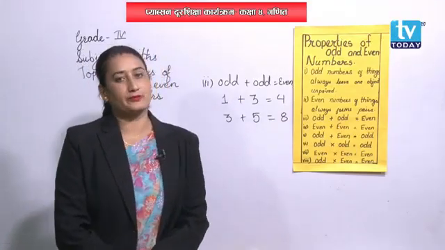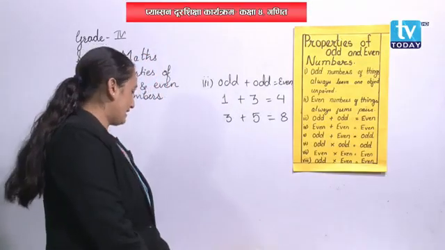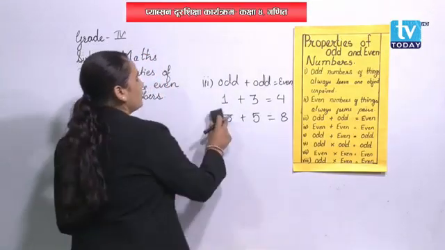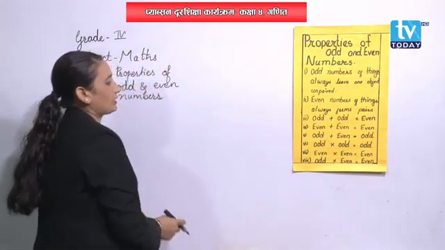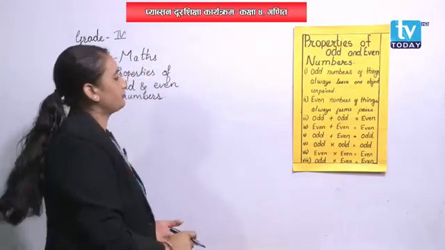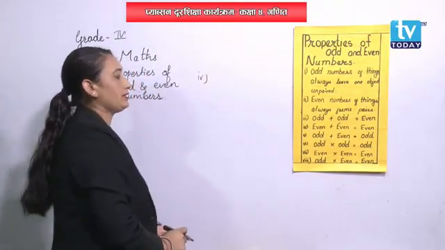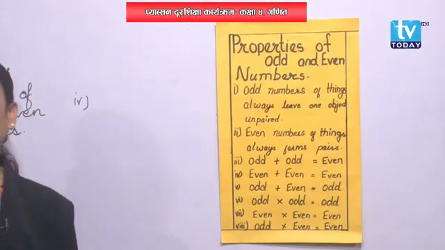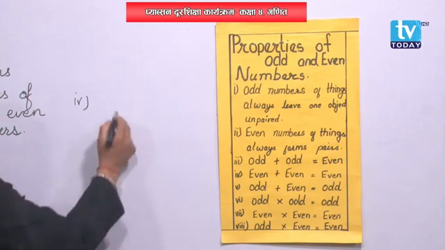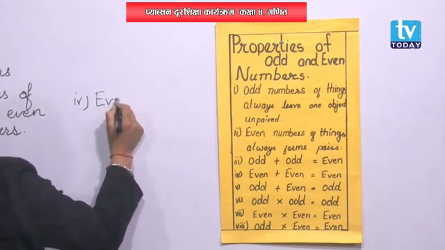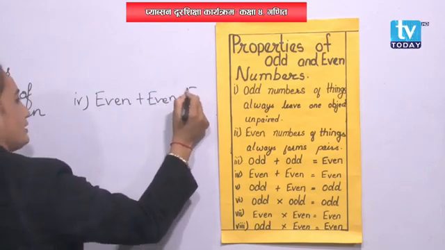Now shall we go for property number 4? Okay, student, let's have a look at property number 4. What is property number 4 over there? Can you say? Okay, let's write it. Even and even always make an even number. Even plus even number always makes an even.